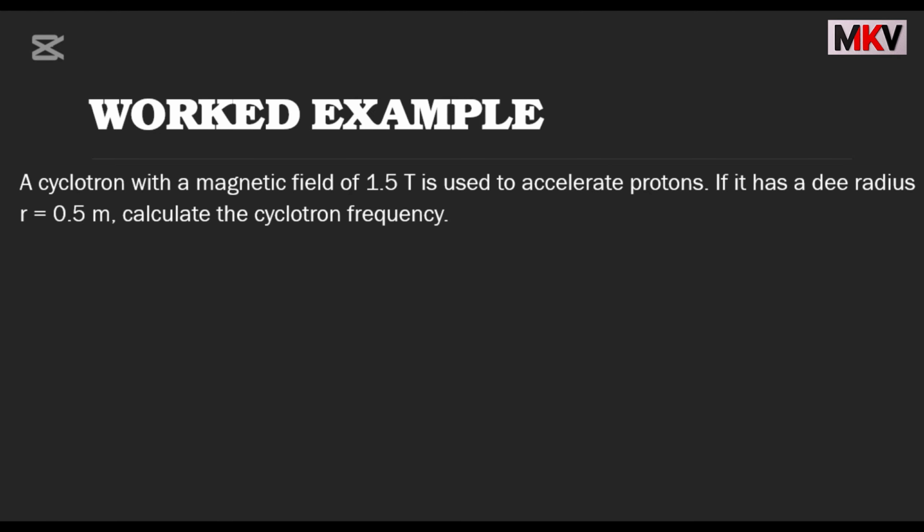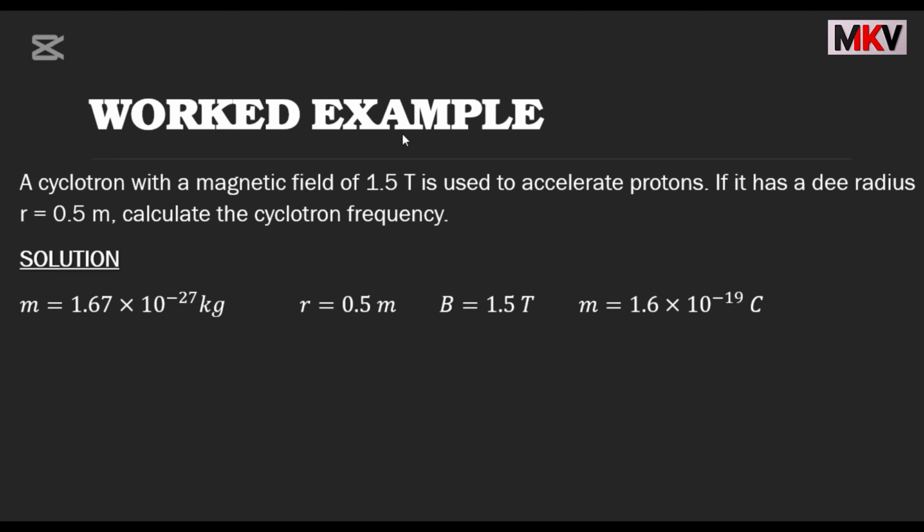A cyclotron with a magnetic field of 1.5 Tesla is used to accelerate protons. If it has a radius r equals 0.5 meters, calculate the cyclotron frequency. So in the solution of the problem, we state all the parameters given in the question. We have the mass of proton, which is 1.6 times 10 to the power minus 27 kilogram, the radius, which is 0.5 meters, and the magnetic field intensity, which is 1.5 Tesla.